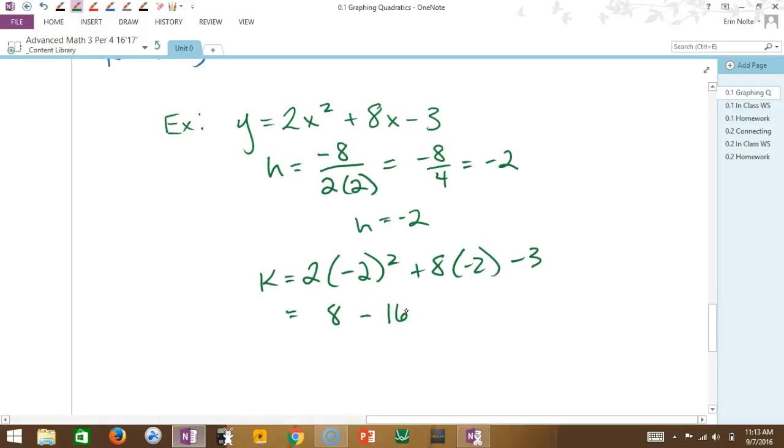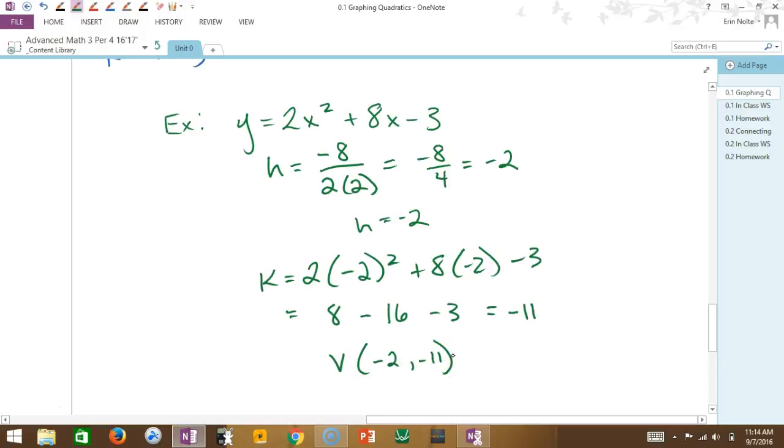Yep. Thank you. So you could say plus negative 16. I personally like just minus 16. And then we have that minus 3 at the end. So 8 minus 16 is negative 8, and negative 8 minus 3 is negative 11. Okay, so the vertex would be negative 2, negative 11.